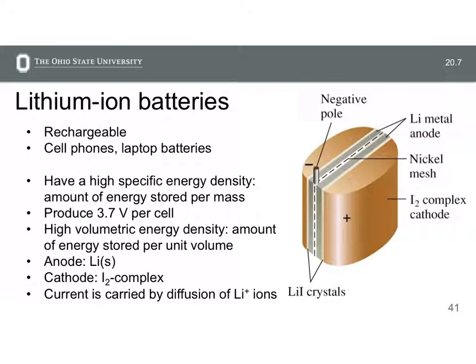Couple more things here. Lithium-ion batteries. These are kind of neat. This is what powers a pacemaker. Lithium-ion batteries are lightweight. They're small. They have what's called a high specific energy density. So a specific energy density is the amount of energy stored per mass. So a lot of energy in a small amount of mass. Similar term, they have a high volumetric energy density, so that's the amount of energy stored per unit of volume.